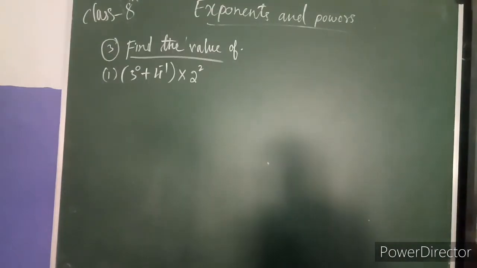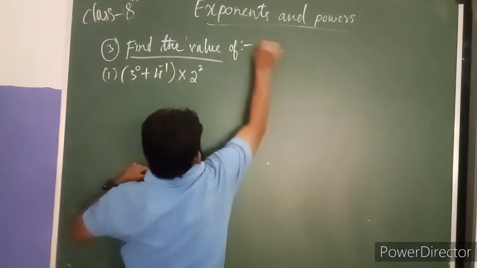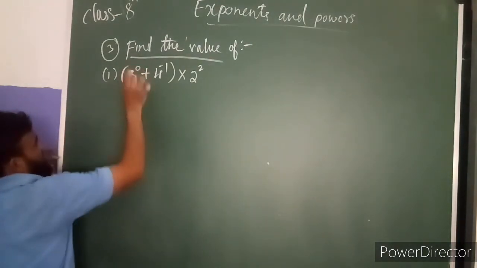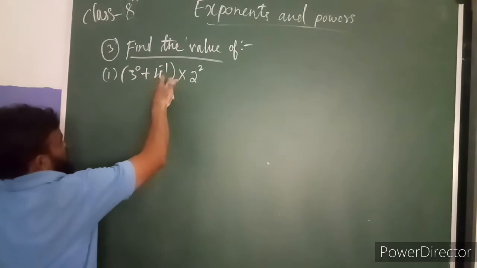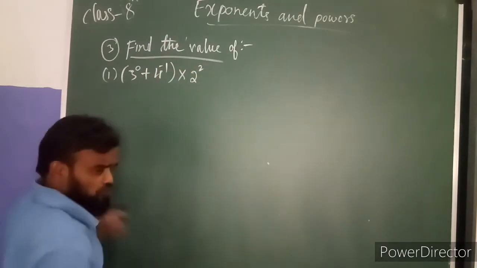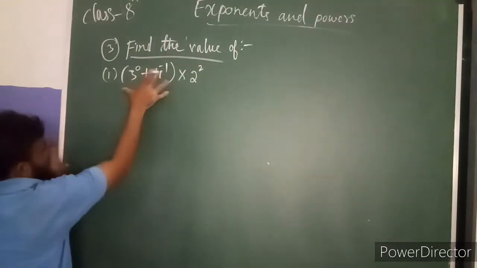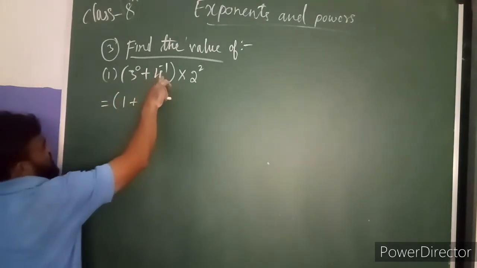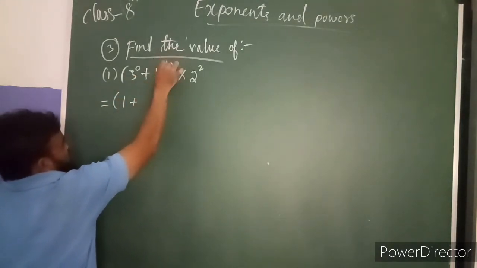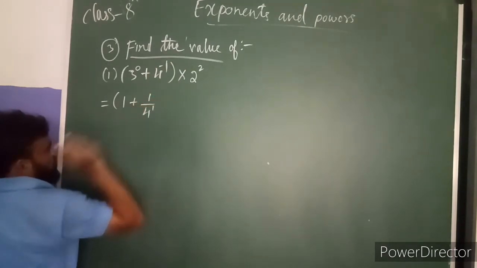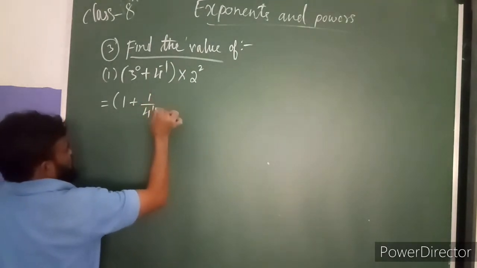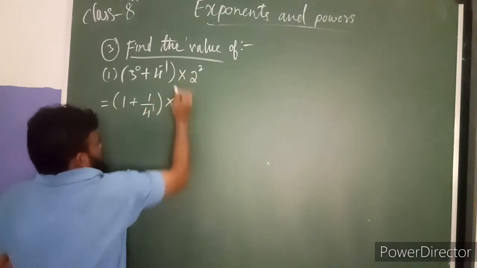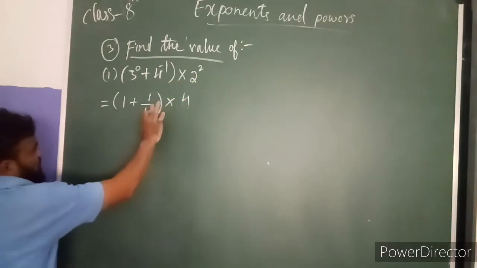Now you see the third one, find the value of the first question given: 3 to the power of 0 plus 4 to the power of -1 into 2 to the power of 2. First we have to solve in the bracket according to the BODMAS rule. 3 to the power of 0 is 1, plus the power is minus, so 1 upon 4 to the power of 1, which is 4.